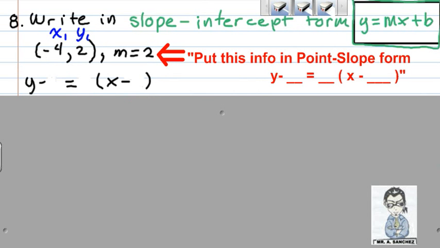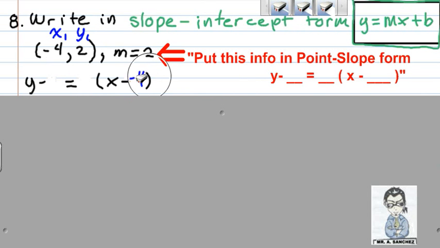Knowing and labeling that the -4 is the x coordinate, and knowing that it's the first x coordinate, so you label it as x1, and the 2 is the y coordinate. Not only that, it is the first y coordinate, so you label it as y1. So the x1, -4, and the 2, the y1, will go into this form. And also the slope will go into the form accordingly.